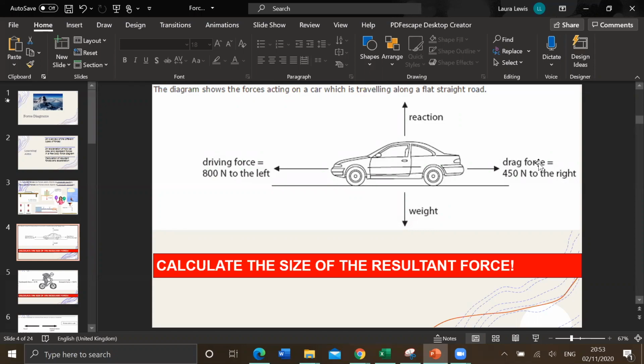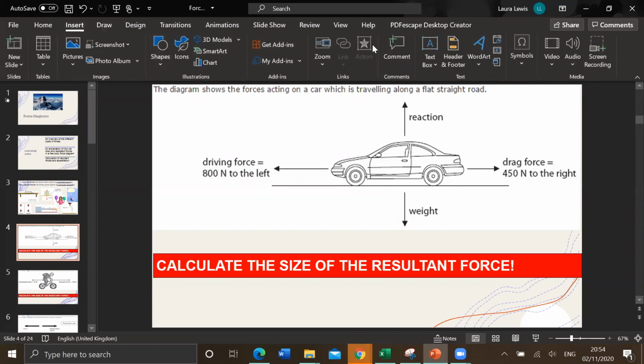Drag force. Drag again. It's another little example. Drag force, also another name for air resistance. Okay, so you've probably heard about drag on an aeroplane or drag on a racing car. It's the air resistance, isn't it? So drag force, 450 newtons to the right. Okay, so you've got 800 newtons to the left. Drag force, 450 to the right. What would the resultant force here be?